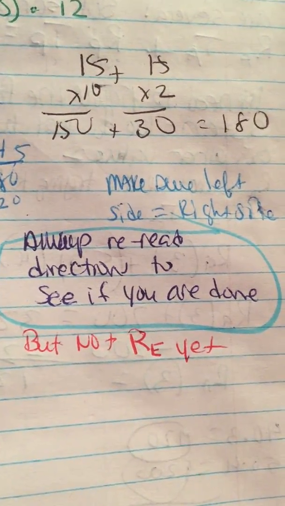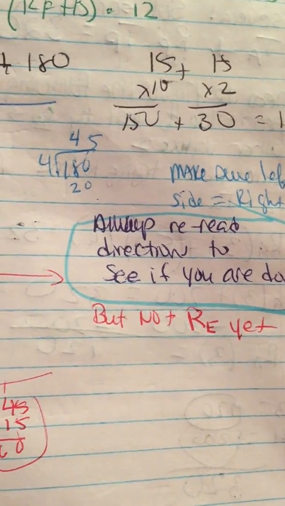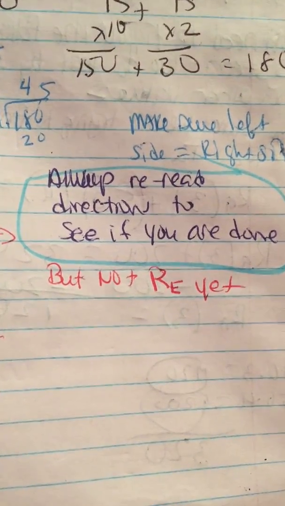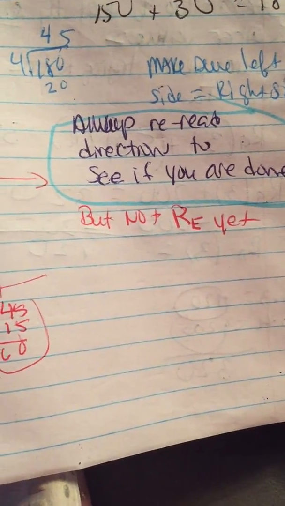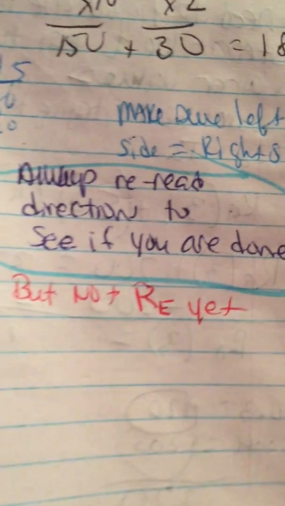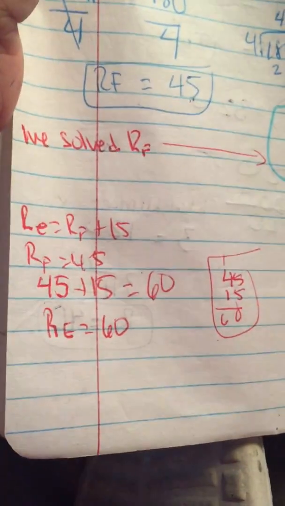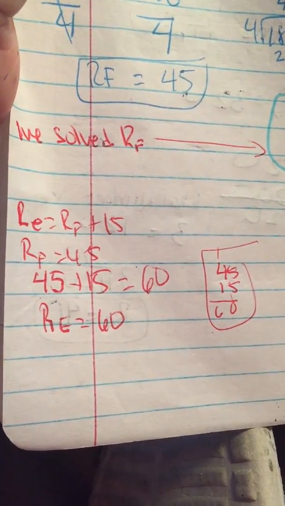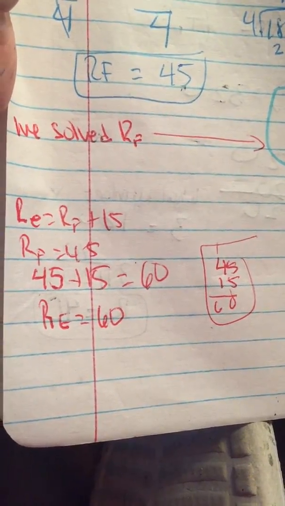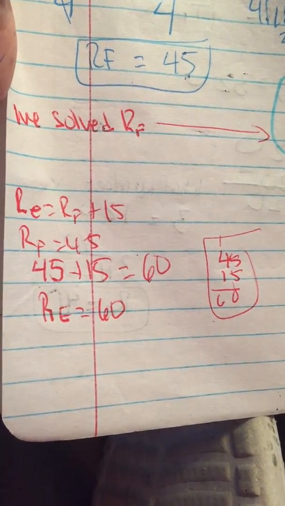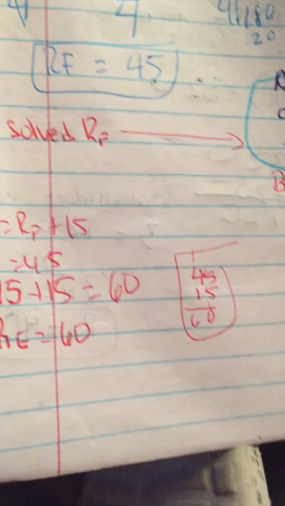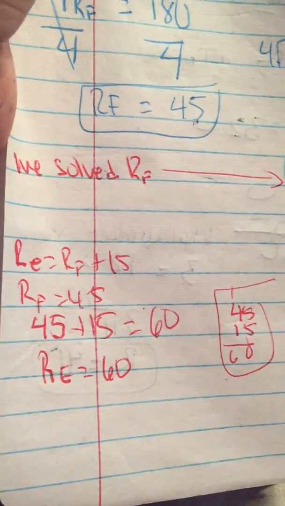No, we're not. We have to make sure the left side equals the right side. And we always need to reread our directions to see if we are done. And we are not done yet, because we have not solved for RE yet. We only solved RF. RE equals RF plus 15. So RF equals 45, plus 15 will equal 60. So RE equals 60. Now we're done.